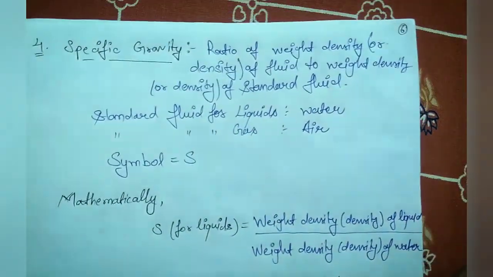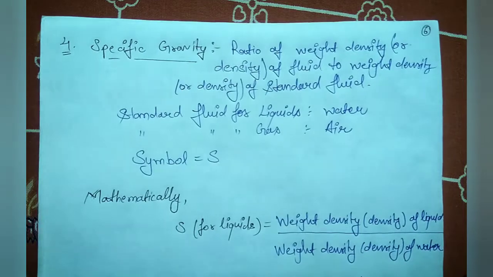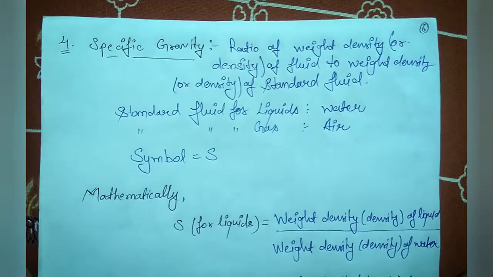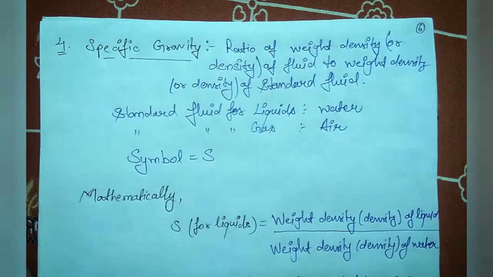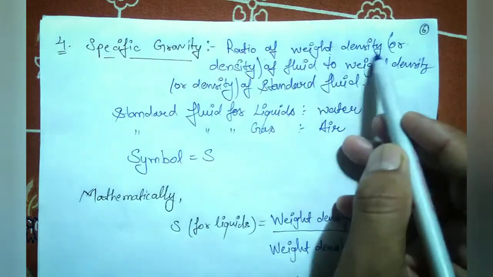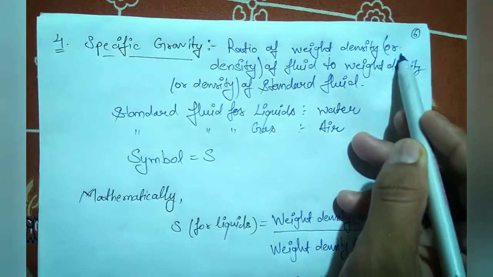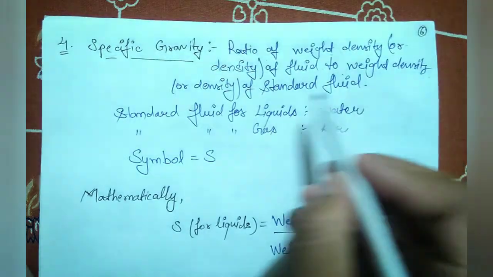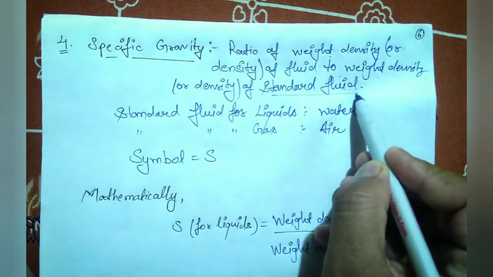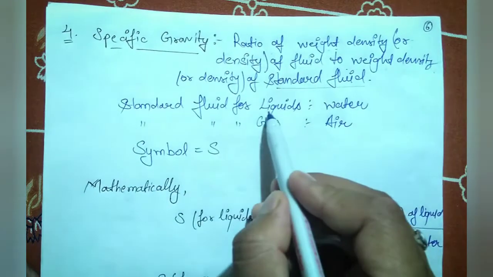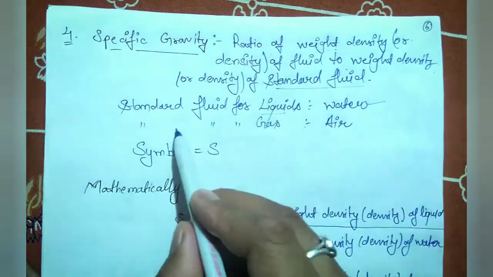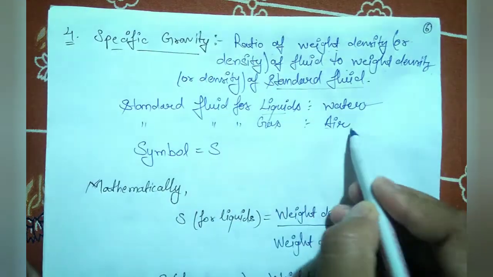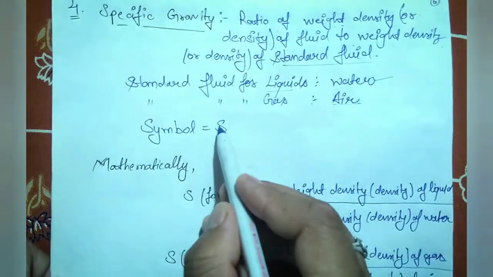So let us take an example here. Okay, so we have another property that is specific gravity. So what is specific gravity? It is the ratio of your weight density, or the density of a fluid, to the weight density or the density of standard fluid, okay. So standard fluid in case of liquids, it is water, and standard fluid in case of gases, it is air, okay. So symbol is capital S.